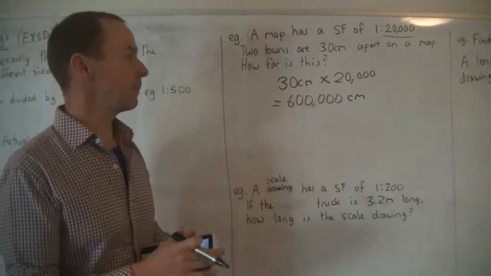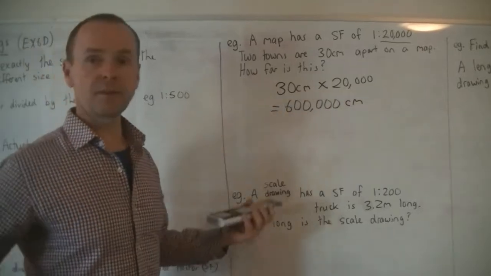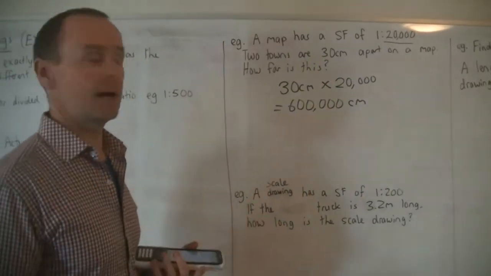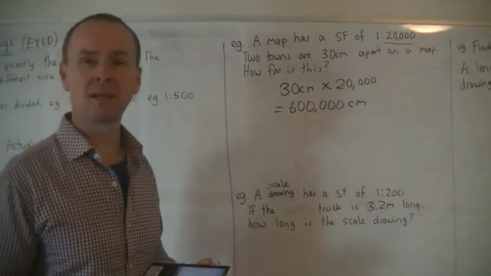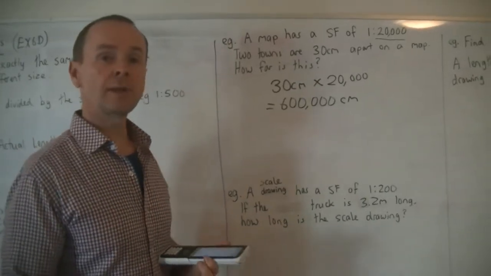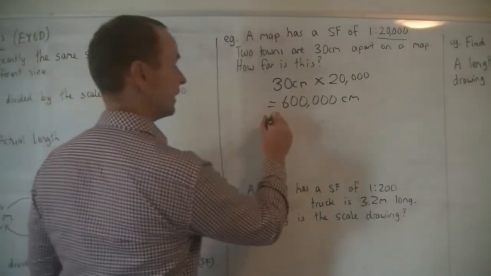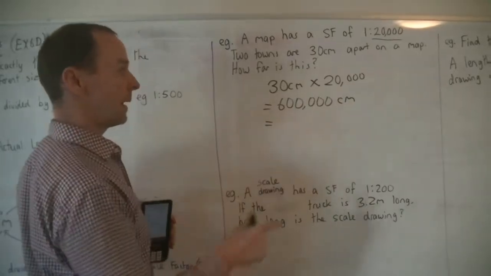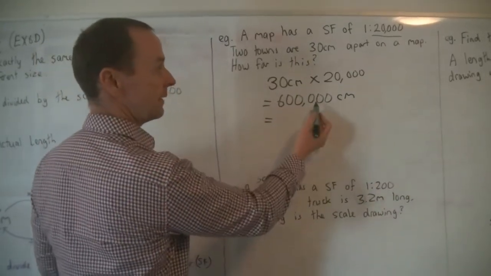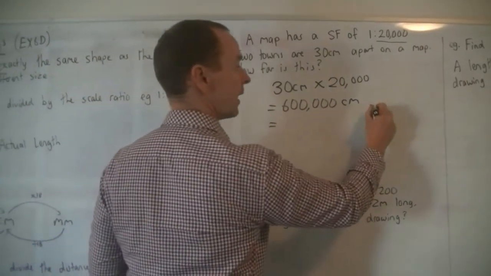So that's only one step, but that's not a sensible unit. If I said to someone, I'm going hiking, and I'm going to travel 600,000 centimetres, they'd say, what are you talking about? So you want that to be a more sensible unit. So now I'm going to convert it back to metres. So there's 100 centimetres in a metre, so I'm going to divide it by 100.